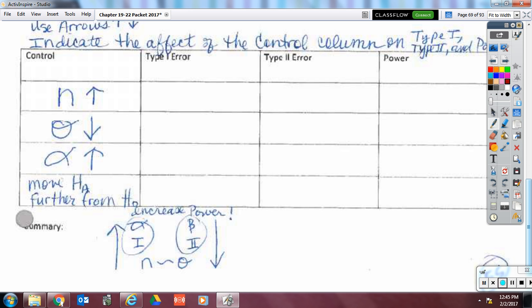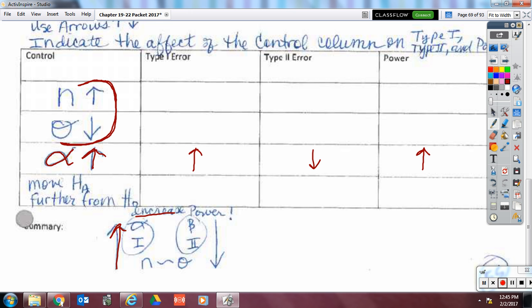First of all, these two things should go together: N going up and standard deviation going down. Those are essentially the same. Let's do this alpha line first. Alpha goes up. Look, I even have the picture drawn there for you. What does that do to type 1 error? It goes up. What does that do to type 2 error? It goes down. What does that do to power? Alpha going up is increasing power. These are the ways you increase power.